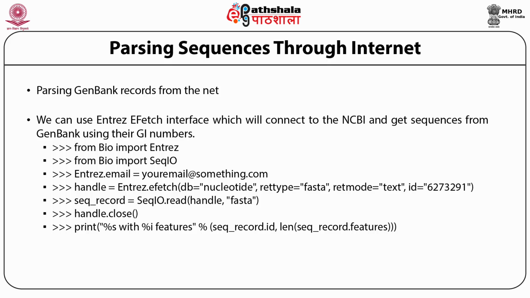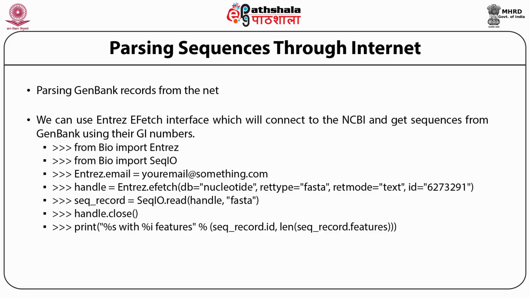You automatically have the information in the handle. Now in order to parse it, I have to say seq_record equals SeqIO.read, and then I give the handle here. I created a handle, and that handle is given as an input here. So handle, comma, I want it as FASTA, so I say fasta. Then I close the handle, handle.close. Now if I print that, it automatically prints as a sequence record object.